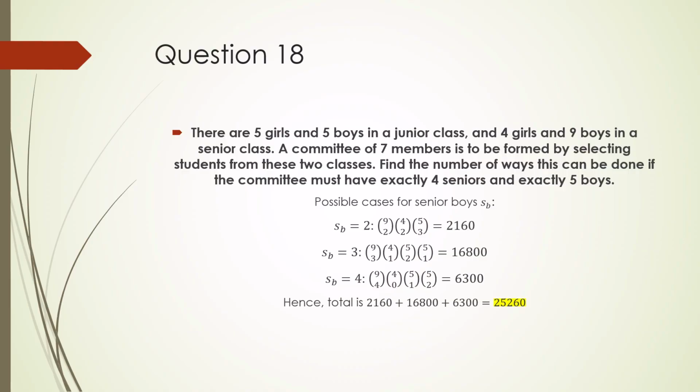So if we add these 3 numbers together, we get 2160 plus 16,800 plus 6,300, which gives us 25,260 as our final answer.